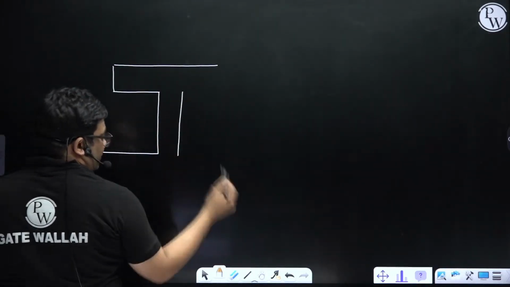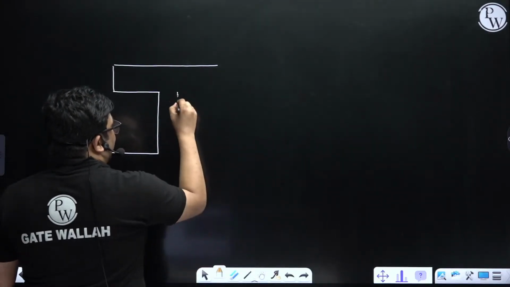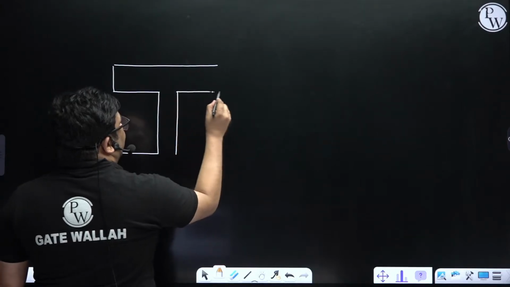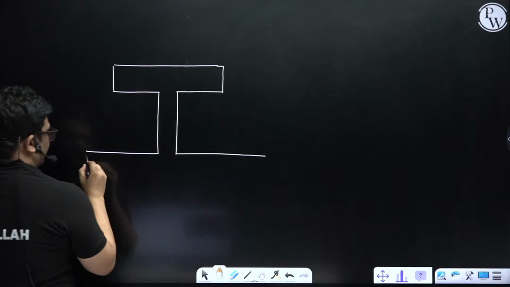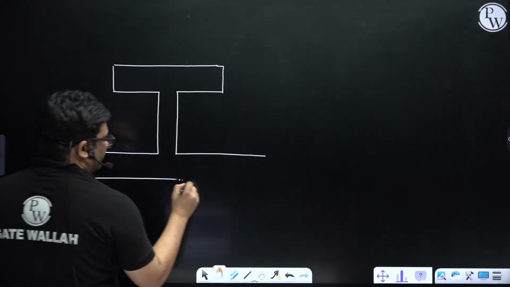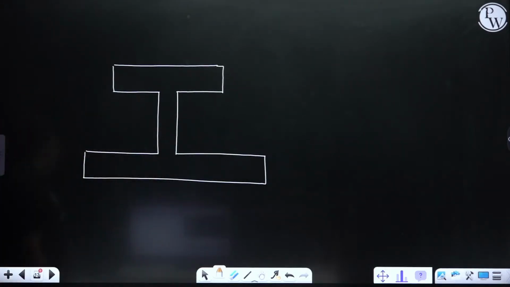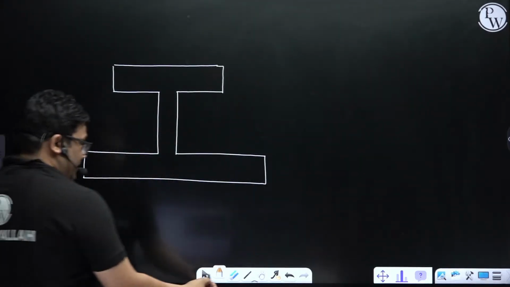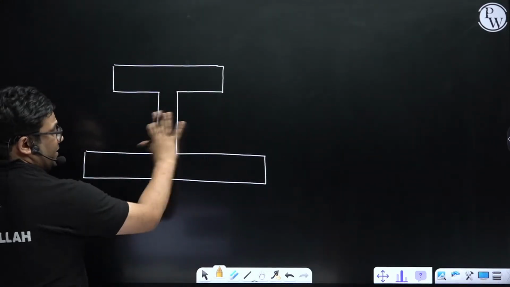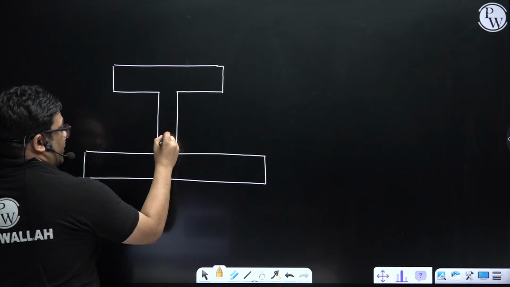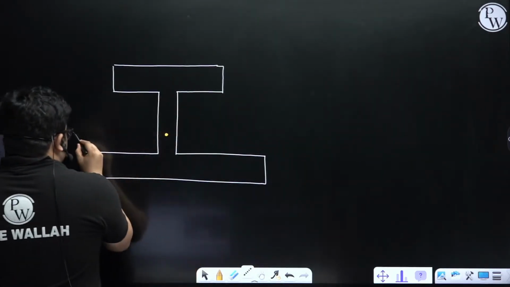You see here the bottom flange is more. Right? The bottom flange is more. Something like this. Okay. So this is an unsymmetrical I section. So here what will happen? The centroid will be more towards the bottom because more area is here. So the centroid will be somewhere here. Right?